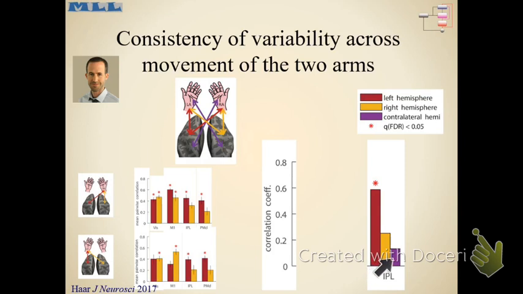Right? And in addition, knowing the variability of the contralateral hemisphere for the right arm doesn't tell you much about variability of the contralateral hemisphere for the left arm. So I can't predict across hemispheres.